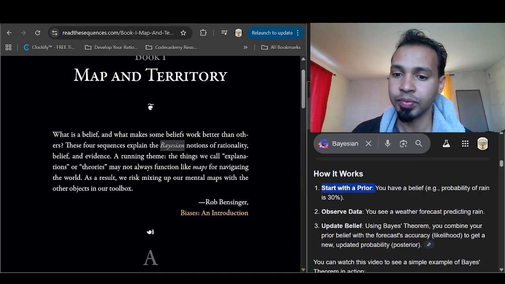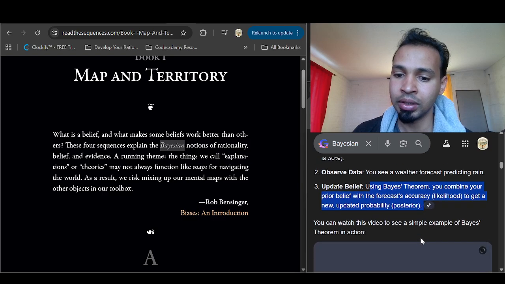How it works: start with a prior. You have a belief. Probability of rain is 30%. Observe data. You see a weather forecast predicting rain. Update belief. Using Bayes' theorem, you combine your prior belief with the forecast's accuracy to get a new updated probability.